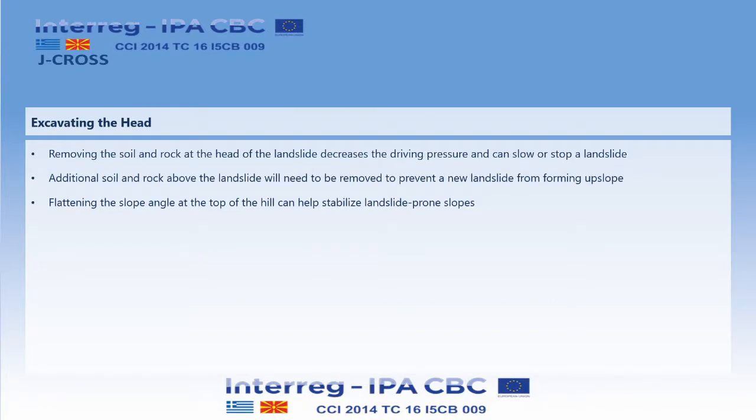Removing the soil and rock at the head of the landslide decreases the driving pressure and can slow or stop a landslide. Additional soil and rock above the landslide will need to be removed to prevent a new landslide from forming upslope. Flattening the slope angle at the top of the hill can help stabilize landslide-prone slopes.